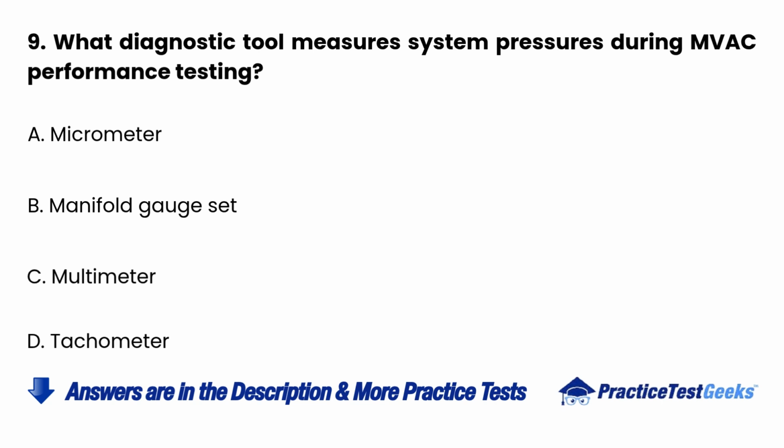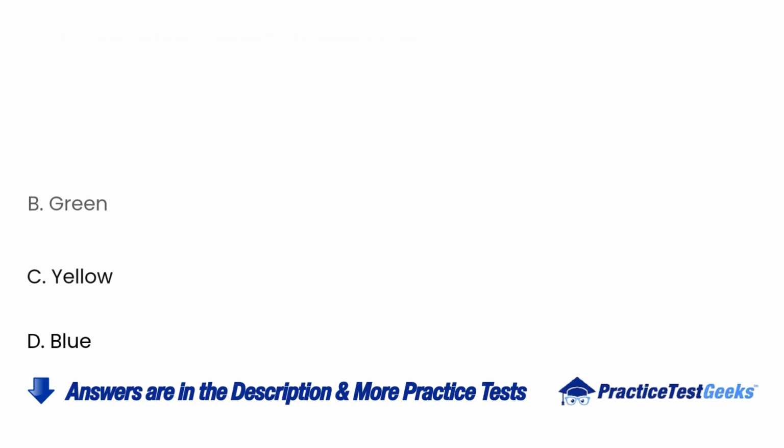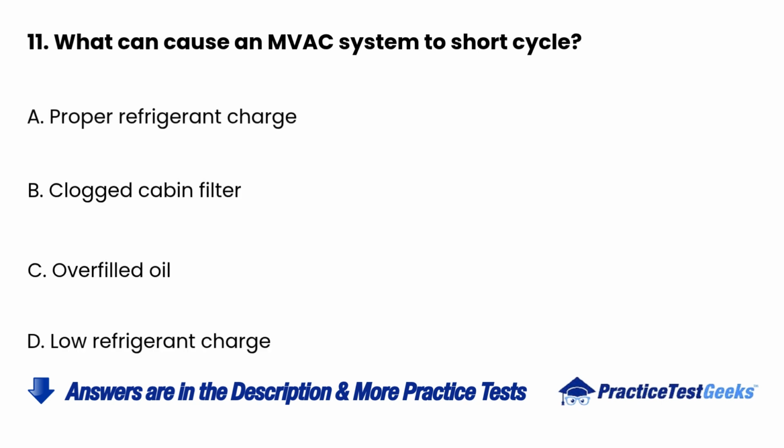9. What diagnostic tool measures system pressures during MVAC performance testing? A. Micrometer. B. Manifold gauge set. C. Multimeter. D. Tachometer. 10. When using a manifold gauge, which color hose is connected to the low pressure side? A. Red. B. Green. C. Yellow. D. Blue.